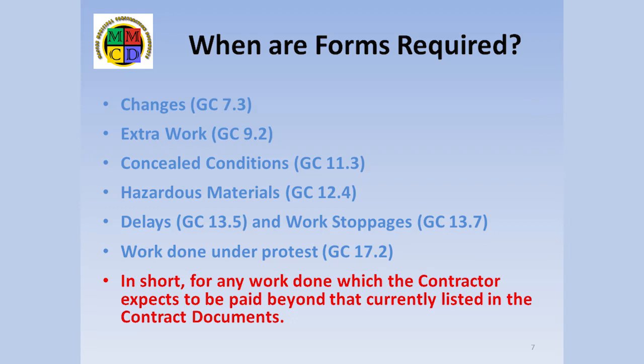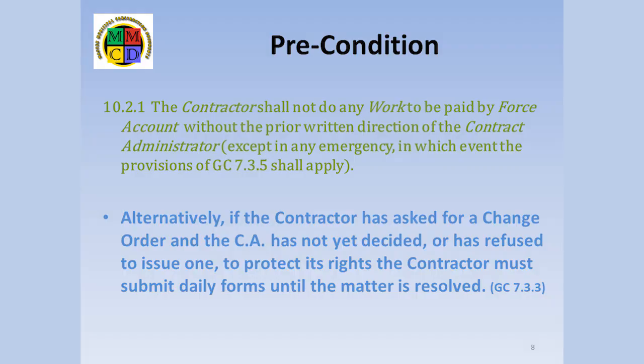This includes changes, GC7, extra work, GC9, concealed conditions, GC11, hazardous materials, GC12, delays, whether directed or otherwise, GC13, and any work for which the contractor has asked to receive a change order but has not yet received it, GC17. Under normal circumstances, the contractor is precluded from starting any work for which they expect additional compensation without first having a change order.